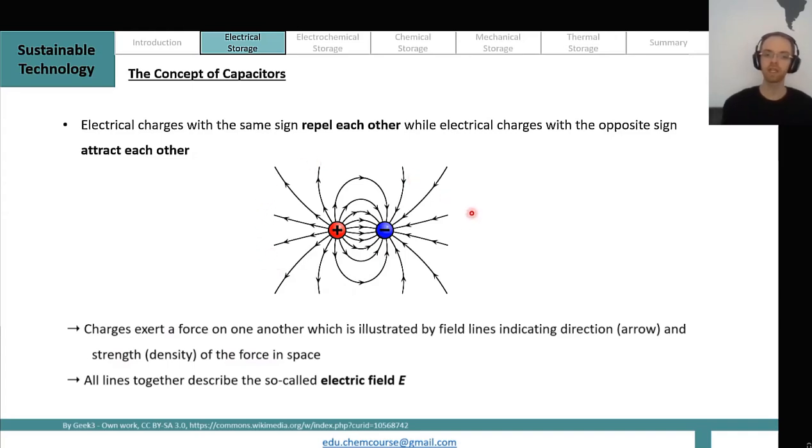These lines are actually an illustration of the so-called electric field. This electric field signifies that these charges exert a force on one another, and this is illustrated by these lines. The direction of these lines is given by the arrow. The arrow signifies the direction in which this force acts, and the density of these arrows, so the number of field lines to be more specific, shows you how strong this electric field is. All of these lines together describe the so-called electric field that I just introduced.